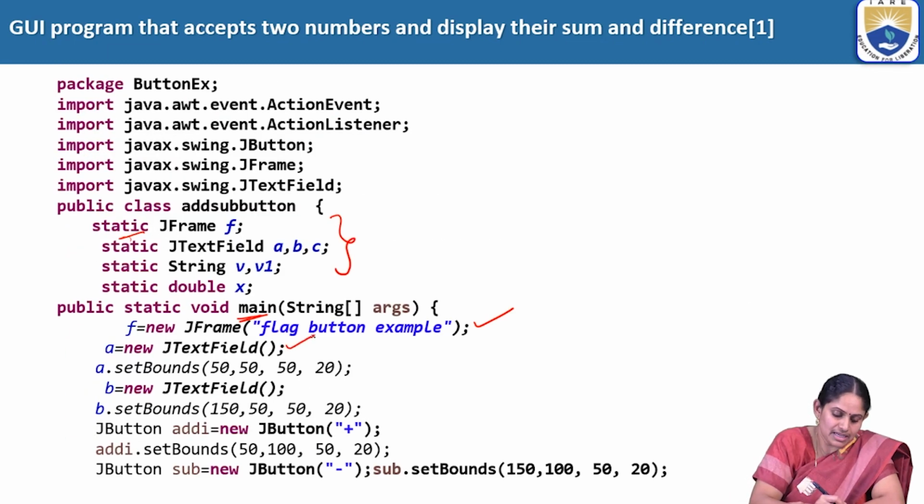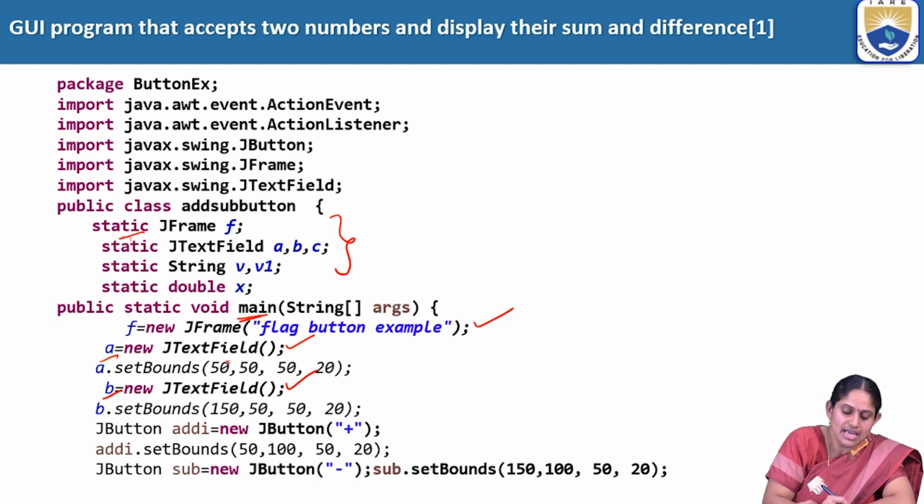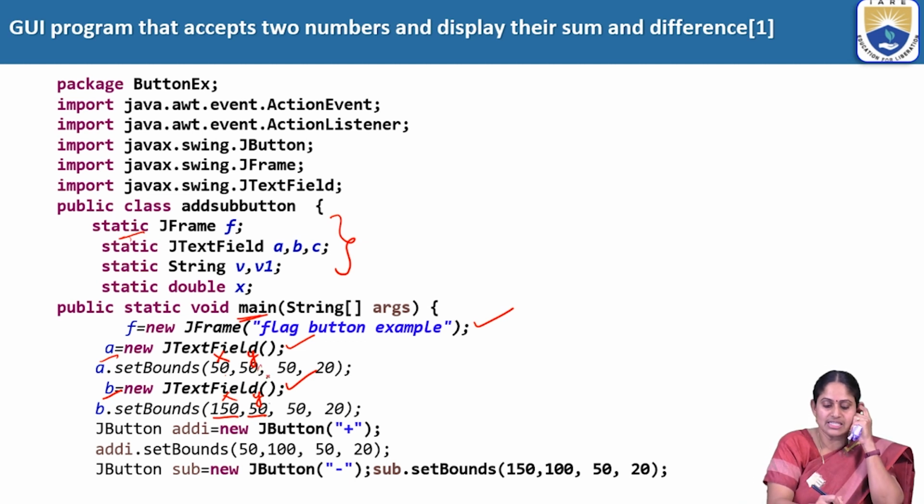Then we are creating two text fields to read the two operands A and B. They are empty text fields. The first text field is placed at XY location 50, 50, and the second text field is placed at XY location 150 and 50. So here we can see the X coordinates are moved, but the Y coordinates are the same, and the sizes are also the same.